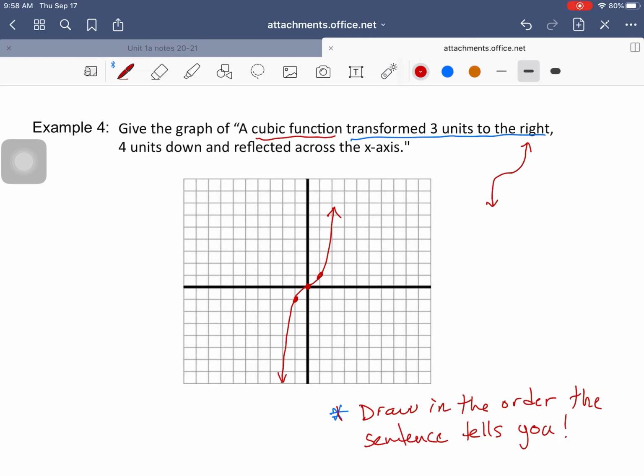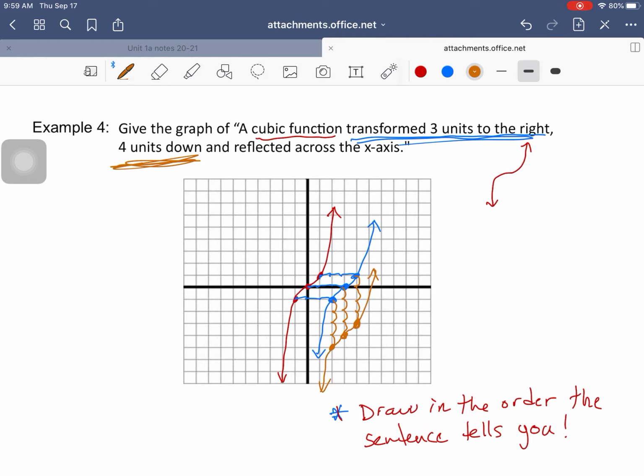So the cubic function is transformed 3 units to the right. I'm going to take all 3 key coordinates and shift them all right 3. 1, 2, 3. 1, 2, 3. 1, 2, 3. And I'm just going to do a quick draw again. And then now we need to go 4 units down. So all those where we went 3 right, we have to go 4 down. 1, 2, 3, 4. 1, 2, 3, 4. Do a quick little draw again.